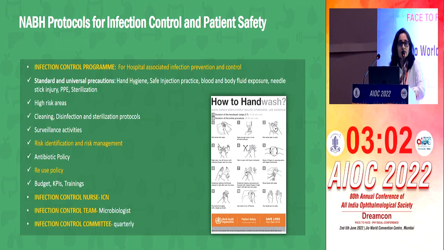Infection control team, which should include a microbiologist as one of the members. This team will make all the policies. An infection control committee. This committee will review all the policies, and it will also discuss any adverse event if it has happened. The committee has to meet once in 4 months.